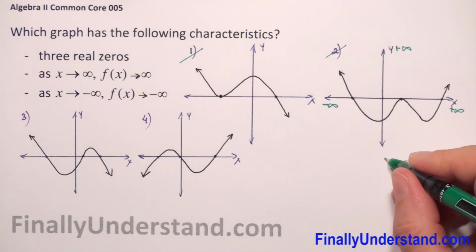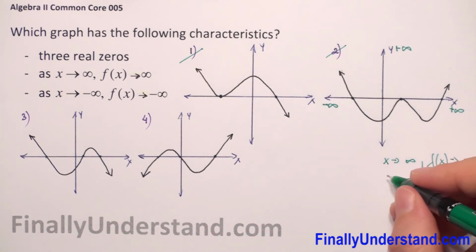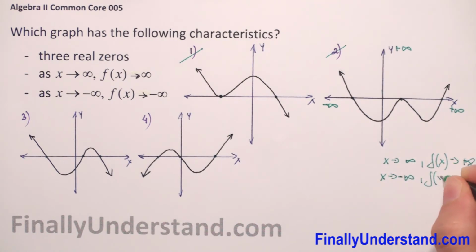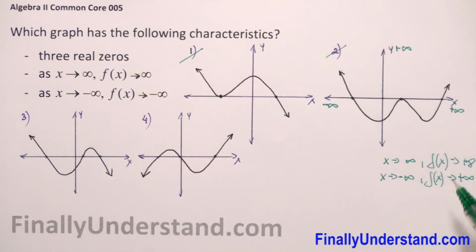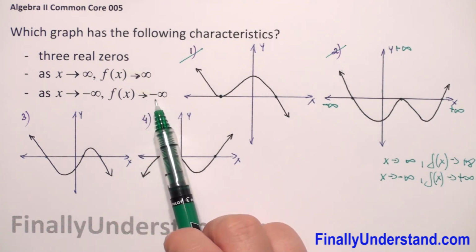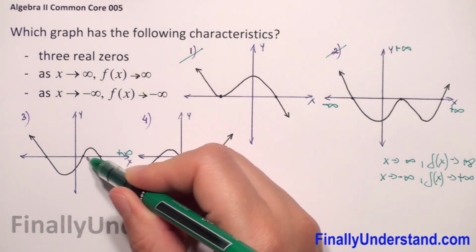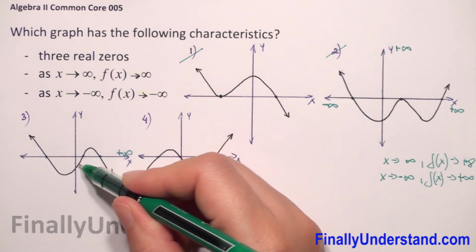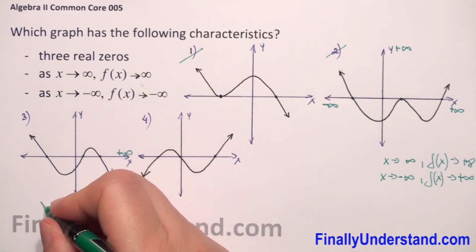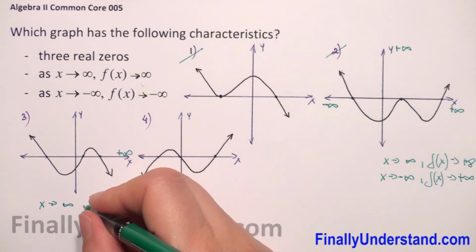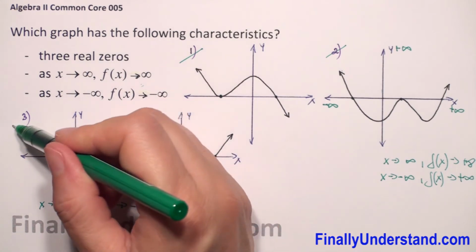Here, when x is going to positive infinity, f of x is going to positive infinity, but when x is going to negative infinity, f of x is going to positive infinity also. So this is not our graph, because these values must go to negative infinity. Let's check the third. We have 3 zeros. When x is going to positive infinity, we see that the values are going down. The graph is going down. So it's not true. The values must go up. So let me write this. When x is going to positive infinity, f of x is going to negative infinity. The graph is going down. So this is also not our solution.